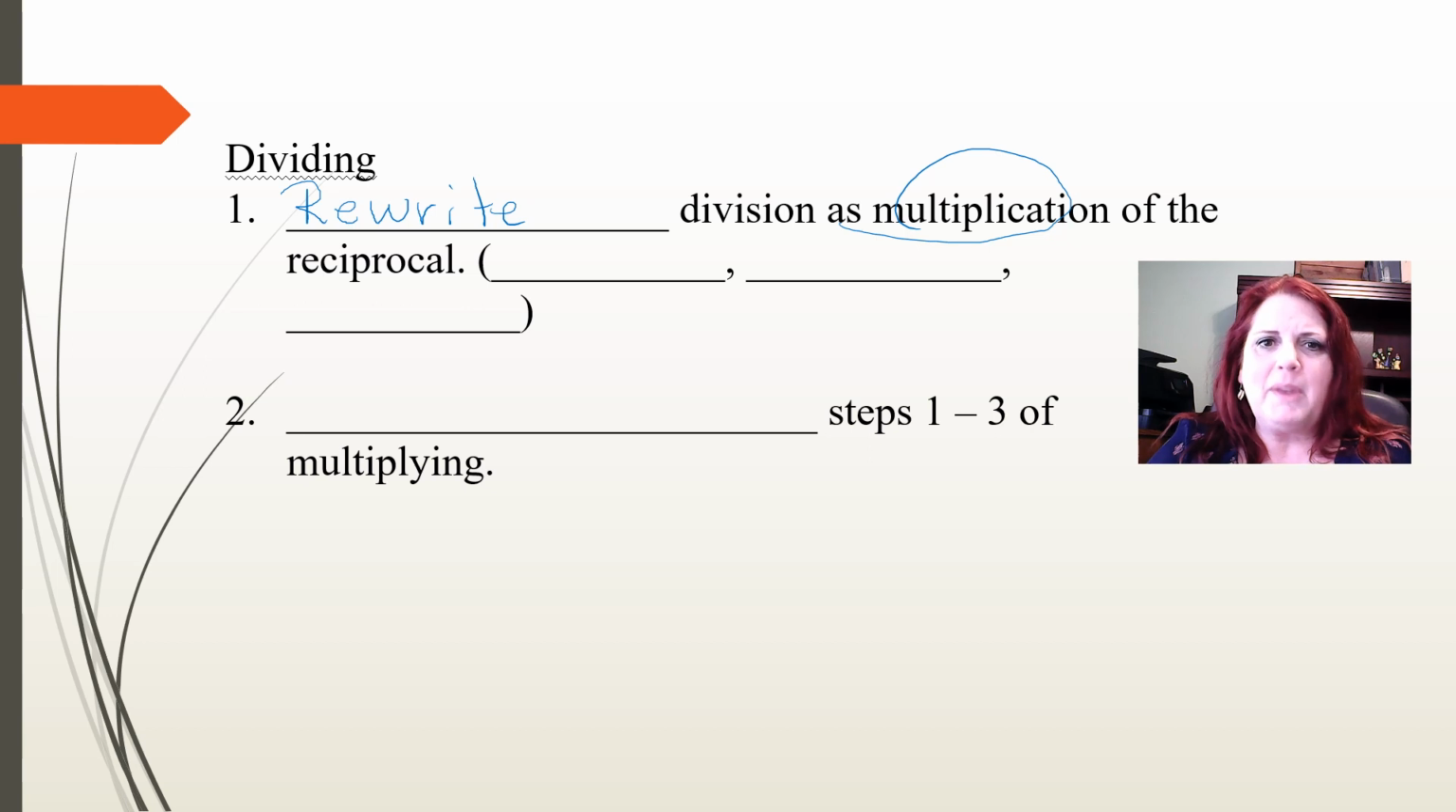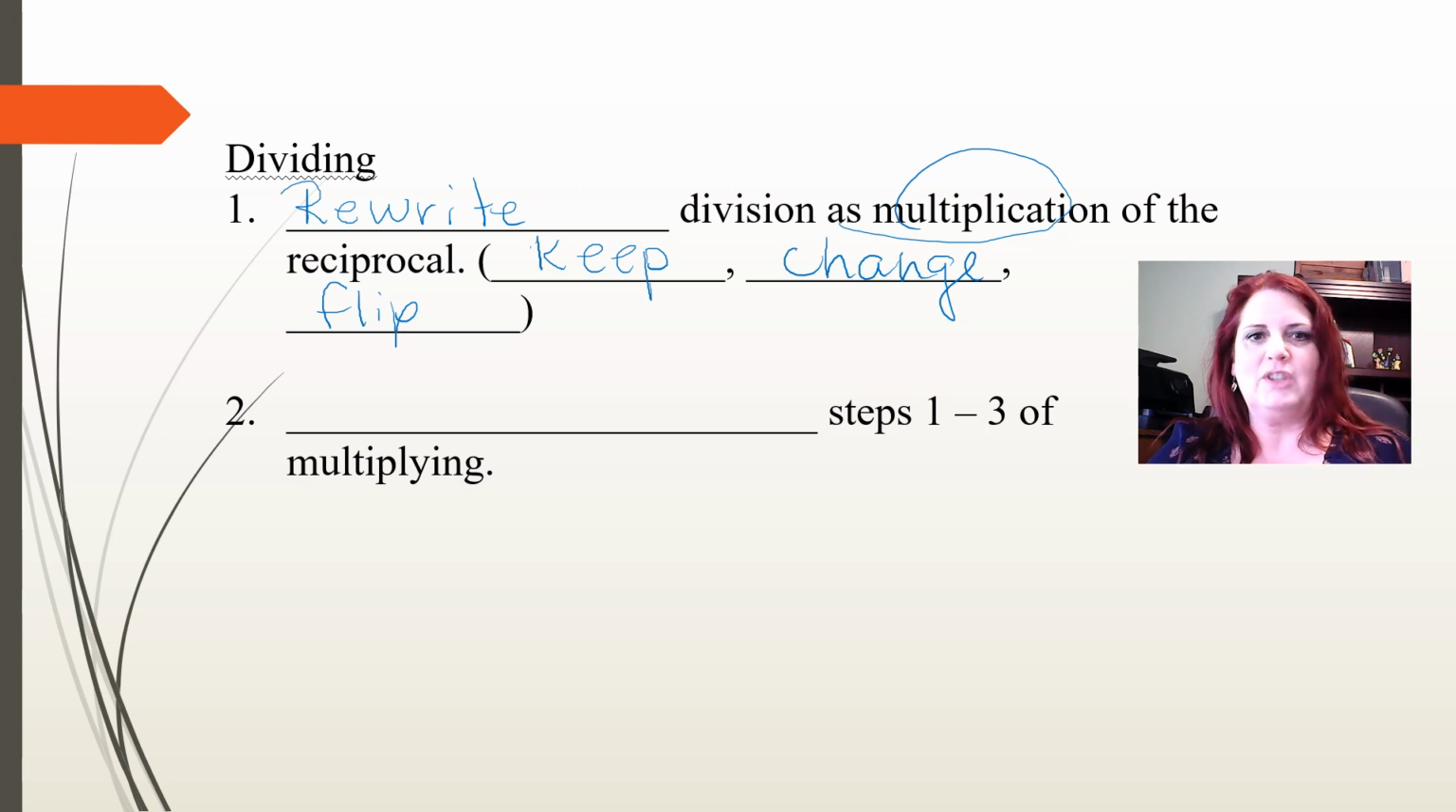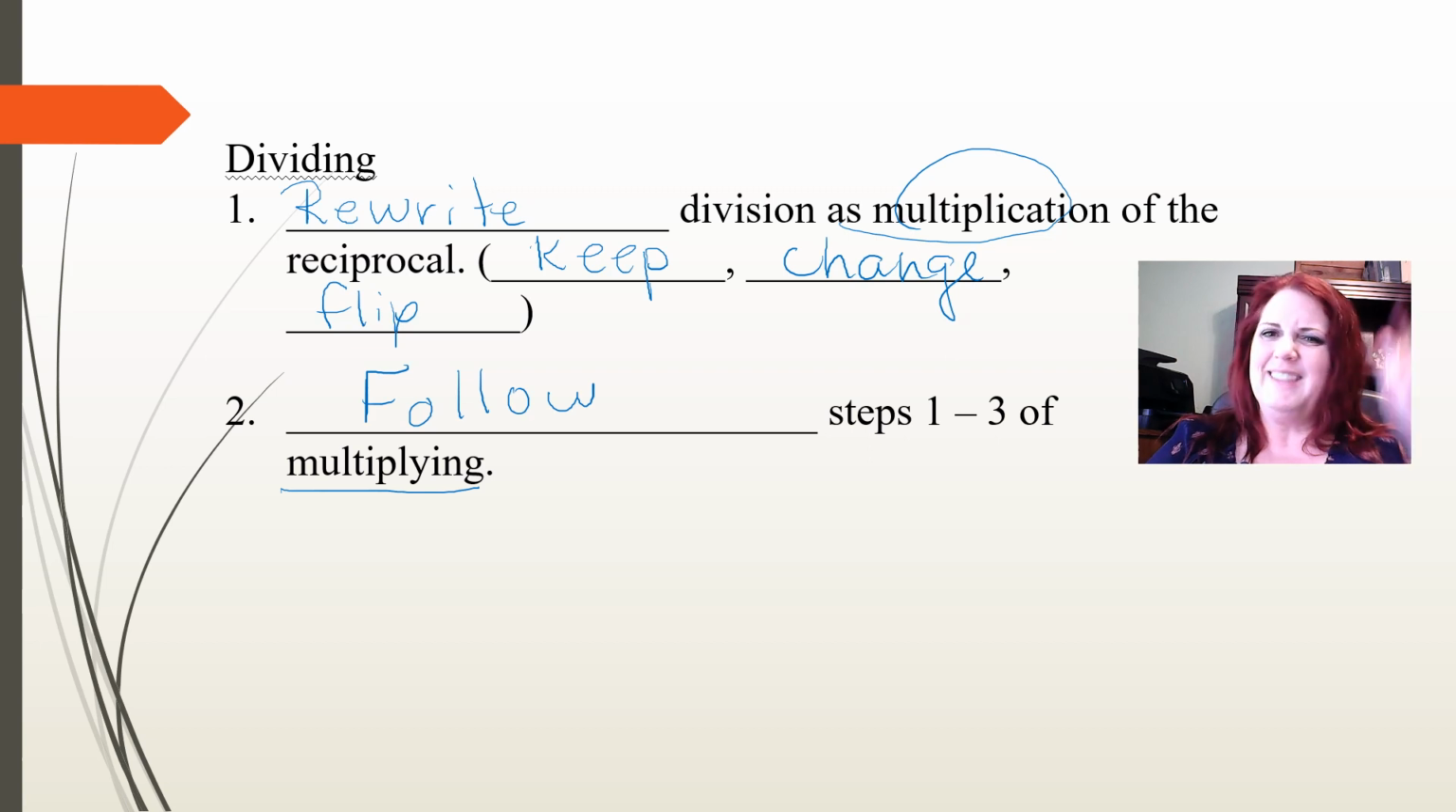You guys have probably heard: keep, change, and flip. All that means is when you're multiplying fractions, you're going to keep the first term, change the division to multiplication, and then flip over the last term. Once you've rewritten it as a multiplication problem, you're going to follow the same steps, 1 through 3, from when I gave you the instructions for multiplying. That looks easy enough. Let's give it a shot.